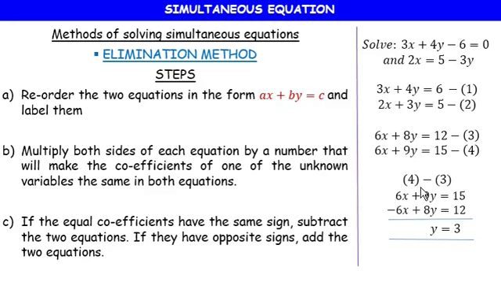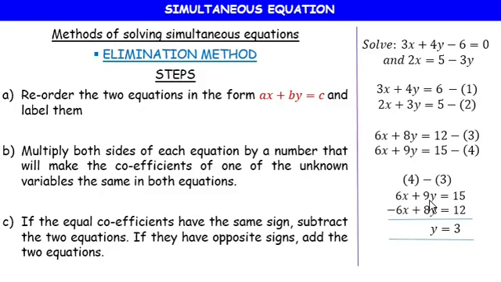So we are subtracting equation 3 from equation 4. So equation 4 minus equation 3. So we had 6x plus 9y is equal to 15 minus 6x plus 8y is equal to 12. Then we are going to subtract each term. So what is 6x minus 6x? It is 0. So it means that we have eliminated the x completely.